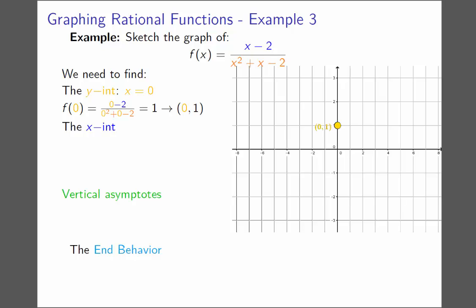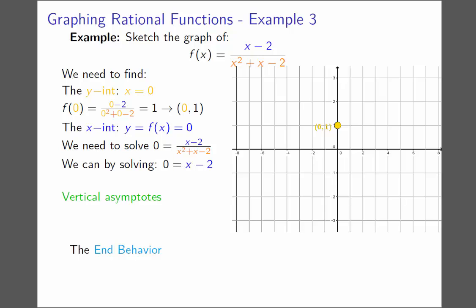For the x-intercept, we need to look when y is 0. So we need to solve the equation 0 equals our function, which is x minus 2 over x squared plus x minus 2. But for a fraction to be 0, we need to make sure that the top is 0. So we just need to solve 0 equals x minus 2.